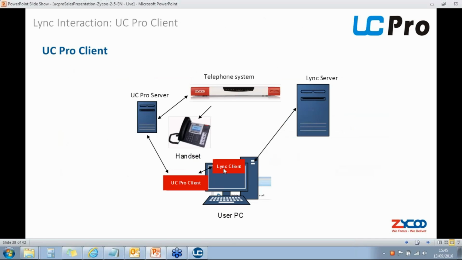How that hangs together is that you have the user's PC. This is PC only, not Mac. They have their Link client, which communicates with the Link server, but they also have their UC Pro client running on the same PC, and that enables the functionality through the Link client through the UC Pro server to the phone system. So it's enabling the functionality in that direction rather than through the Link server trying to talk to the phone system.